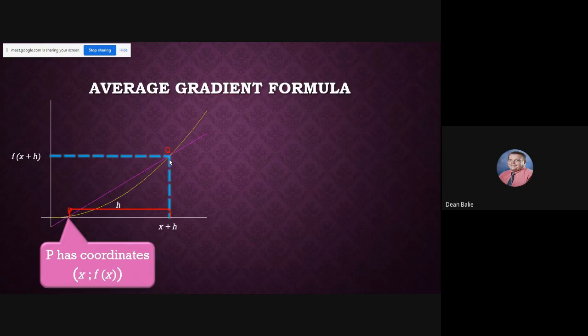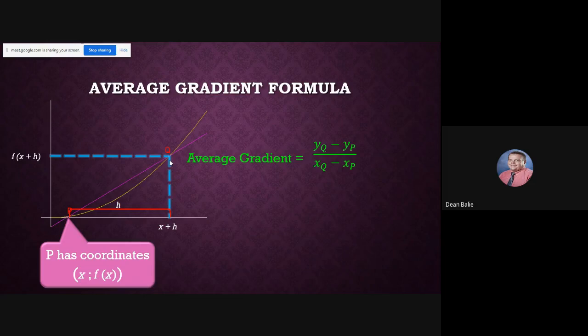Now I've got the coordinates of 2 points. I can now establish a formula in terms of those things for my average gradient. Now remember, average gradient is just called average because we're dealing with a curve, it still uses our gradient formula. And remember, our gradient formula is change in y over change in x. So we take the y coordinate of Q and subtract the y coordinate of P, and then the same thing with the x coordinates of the 2 points.